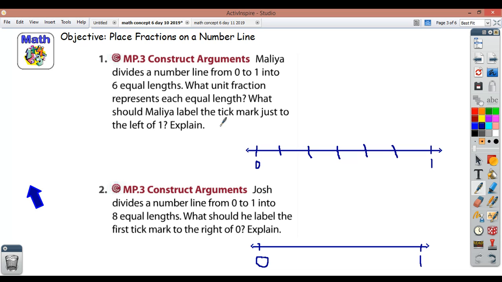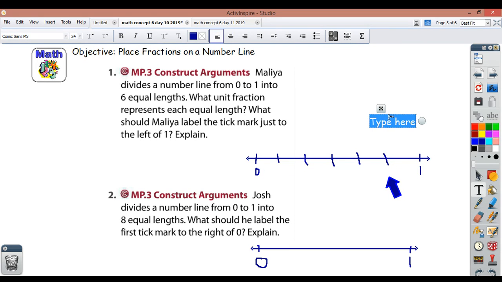What should Malaya label the tick mark just to the left of 1? Well, let me go find 1 here. Here's 1. And I want to go to the left, just to the left, meaning just that 1 right to the left, right there. What am I going to label that? How can I label that? Well, let me count them. 1, 2, 3, 4, 5. So that's the 5th one. So I'd say that's 5. Out of how many total? 6. So that right there is the 5/6 mark to the left of 1.